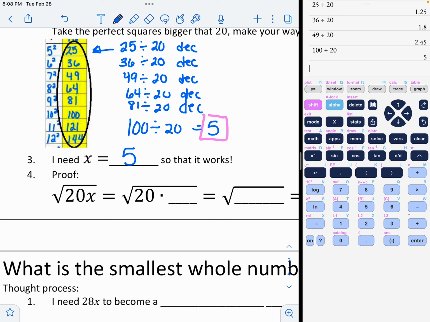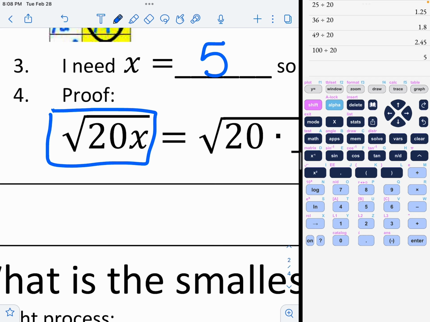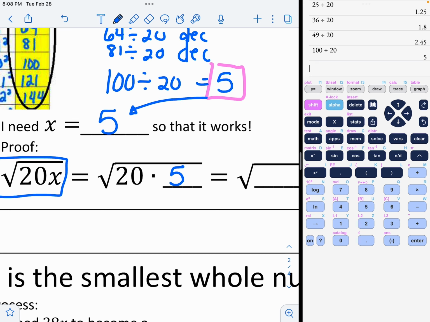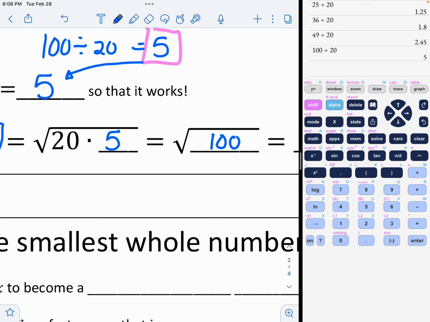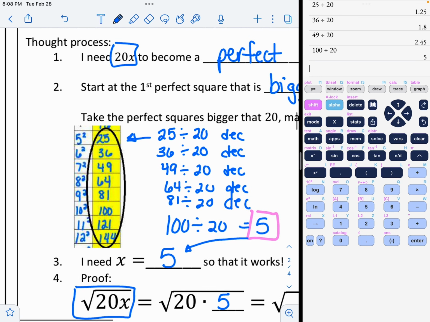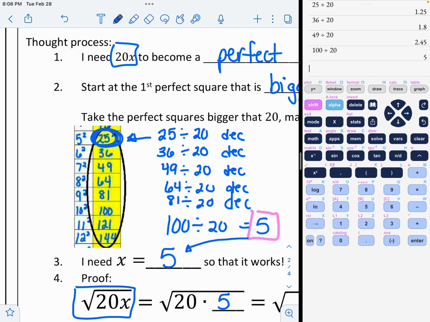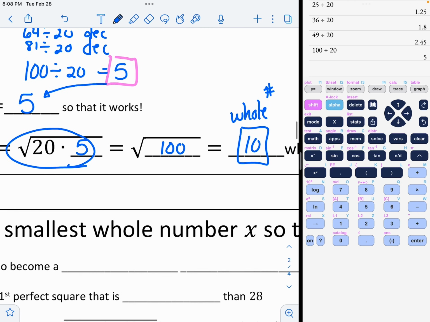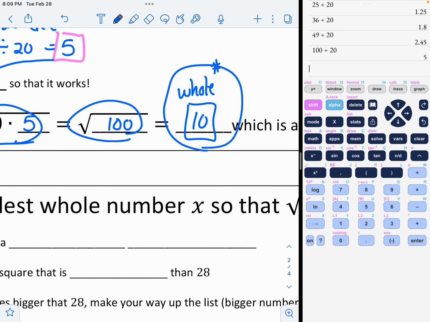Now here's how you prove it. The original problem was the square root of 20 times X. If X has to be 5, remember I picked 5 because that's the first time my division problem worked, that gives me the square root of 100, and the square root of 100 is a perfect 10. It's the first time I could get a whole number. So the process steps are: if you have 20 times X, you go to the number on your list that's just bigger than 20, which is 25, and you divide by 20, until you get one that's a perfect factor. So 100 divided by 20 makes 5. That tells you what you need X to be, and you prove it by putting 5 in for X, getting a perfect square, and reducing it to a whole number.